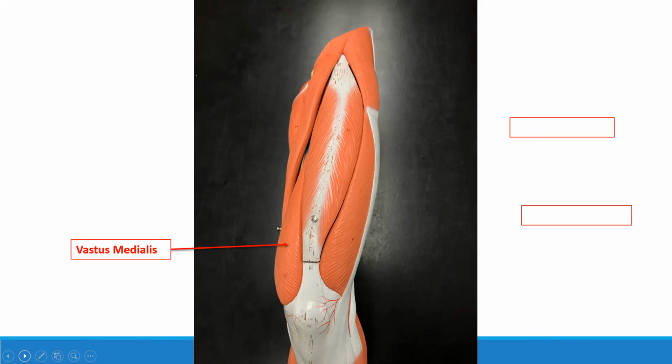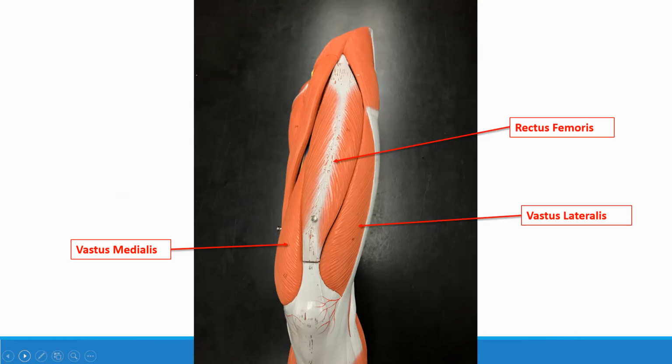Okay. In the upper leg, in the thigh, we have 3 muscles that share the same first name: vastus. We have the vastus medialis, the vastus lateralis, and the vastus intermedius. You don't see the vastus intermedius. It's hidden underneath the rectus femoris.